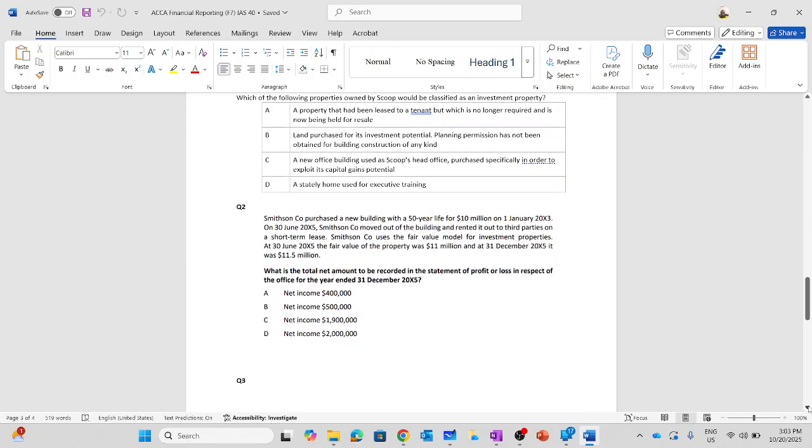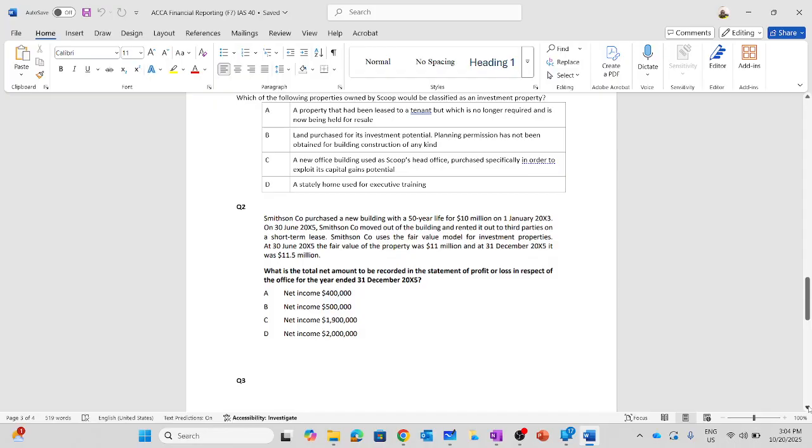S Co purchased a new building with a 50-year life for 10 million on 1st January 2023. On 30th June 2025, S Co moved out of the building and rented it out to a third party. So the building has been accounted for as PPE, then as at 30th June 2025, the building is no longer PPE. We are going to account for it as investment property. And also, S Co uses the fair value model for investment property.